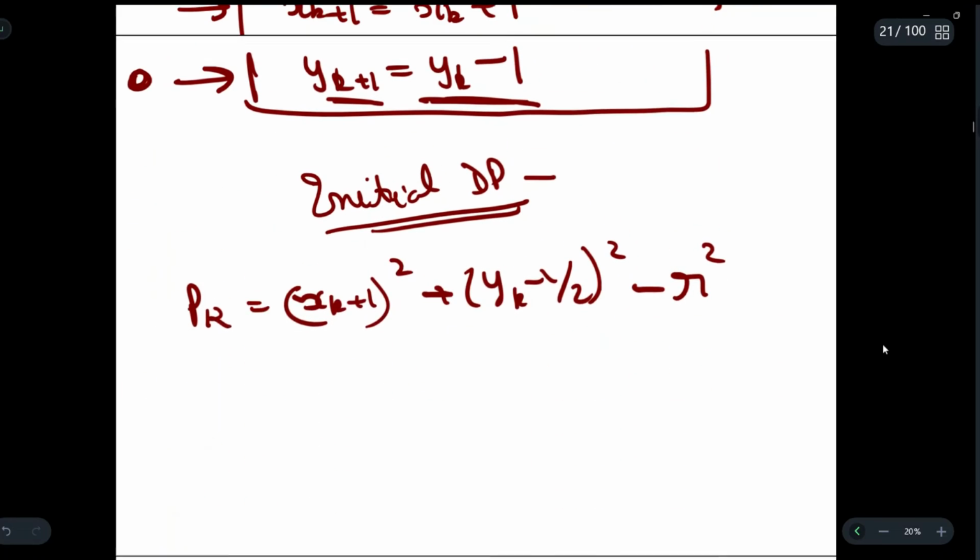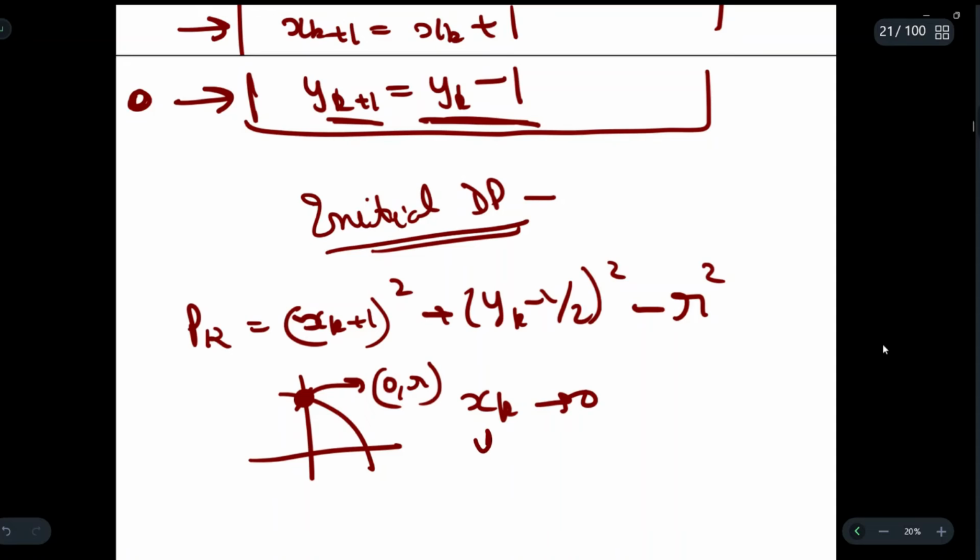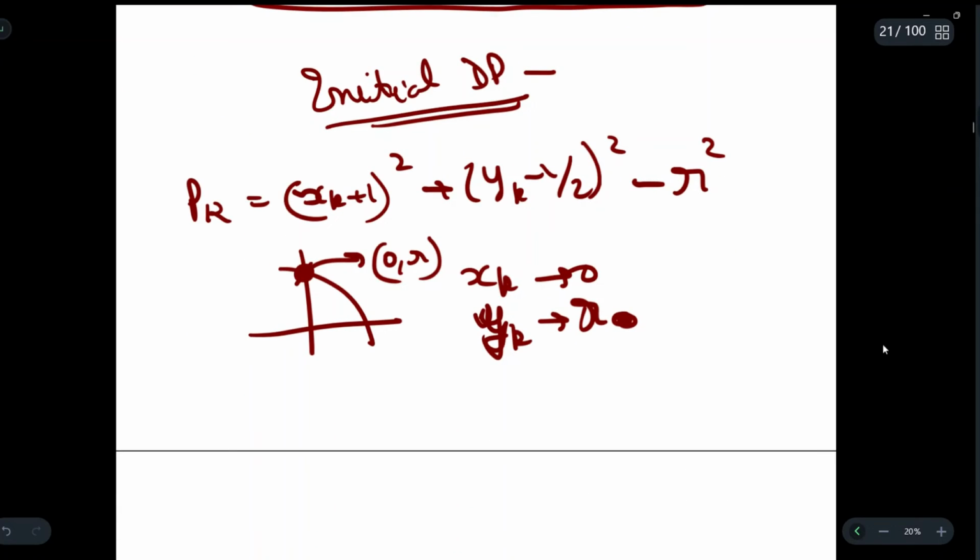So now over here we will put the starting points. That is, we are starting from this point over here. So the coordinates of this point are 0, r. So we will write xk as 0 and yk as r, which is the radius of the circle. Now on doing so, that is, on putting xk as 0 and yk as r, we will get the value of pk, or let us say p naught.